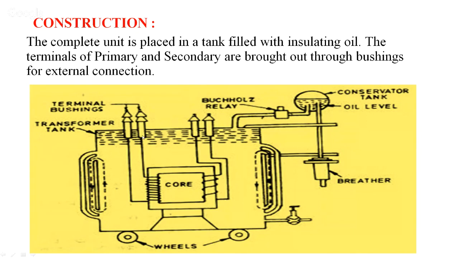That is, primary is brought out here. And these are the bushings for the secondary. So secondary terminals are brought out here for external connections. And here the transformer tank is filled with an insulating oil. And this is the Buchholz relay, and here is the conservator tank, and this is the breather.